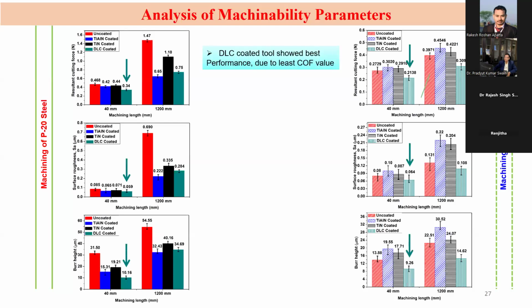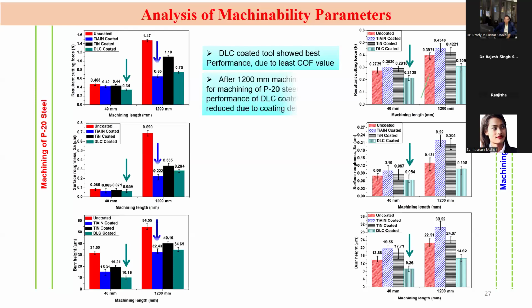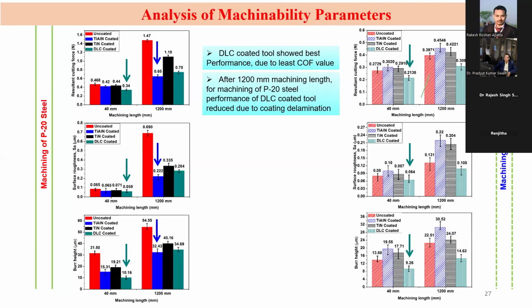So from here, the reason is that in almost all cases, the DLC has the least force, roughness, and burr height value. This is due to the least coefficient of friction value. And after 1200 mm machining length, as I showed there, some delamination occurs for this DLC coated tool. Therefore, the coated tool exhibited the better performance.